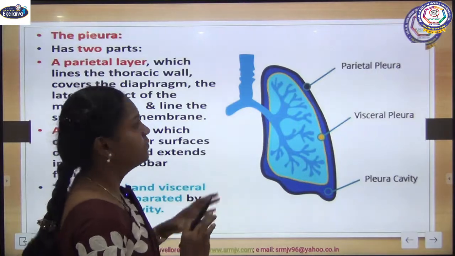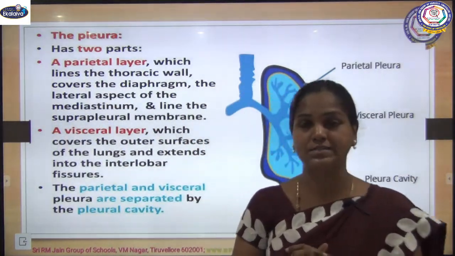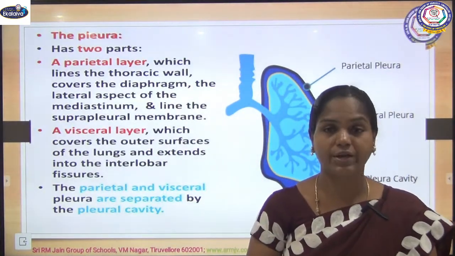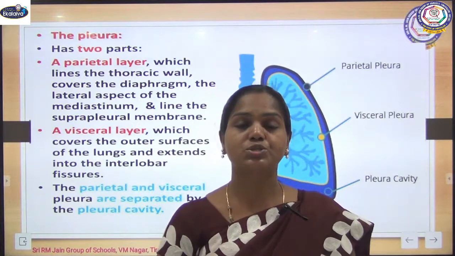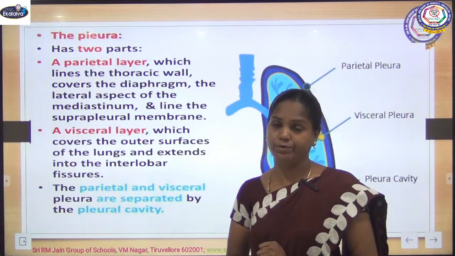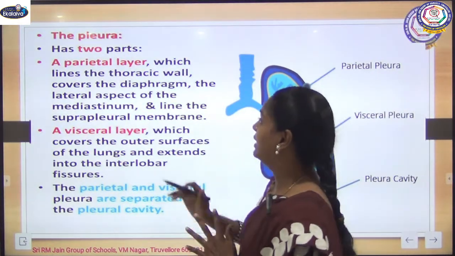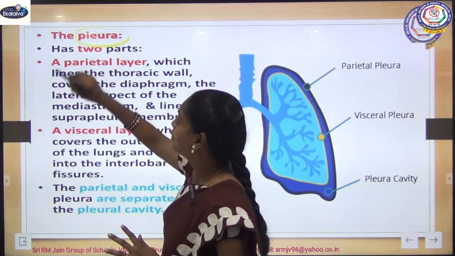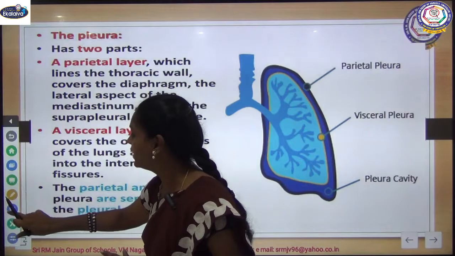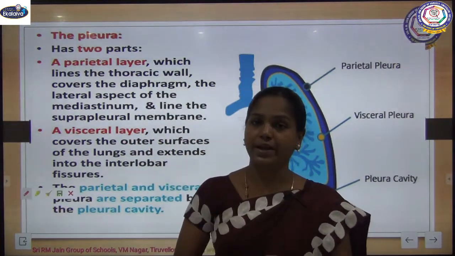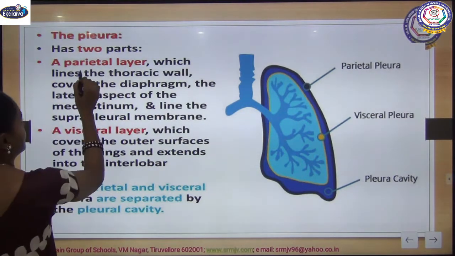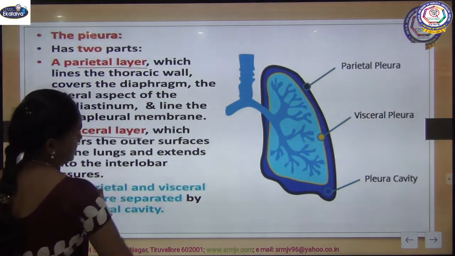Before going into the structure of the lungs, you know all our internal organs have an outer covering. In the same manner, our lungs are also protected by an outer covering, a double-layered membrane. The outer membrane of our lung is called the pleura, or pleural membrane, and this pleura consists of two layers, the parietal layer and the visceral layer.